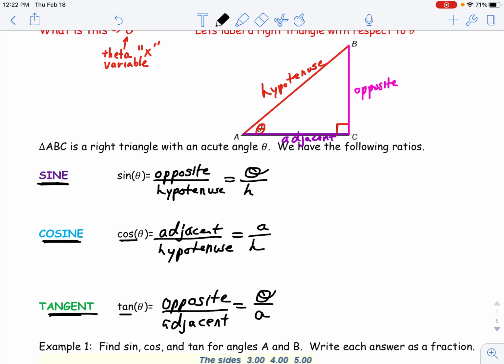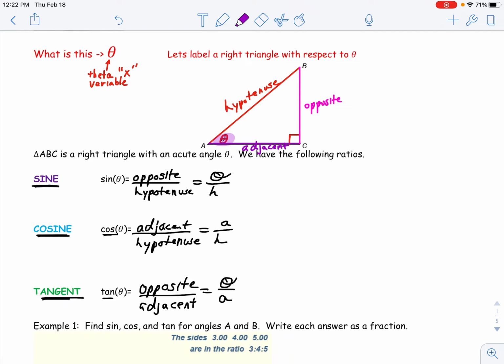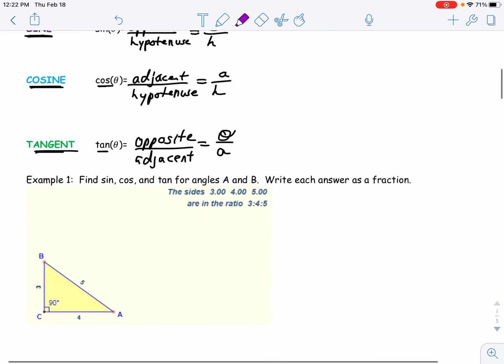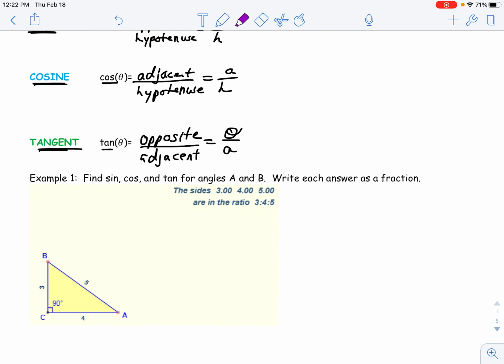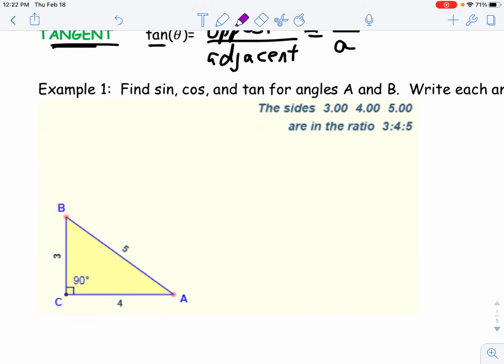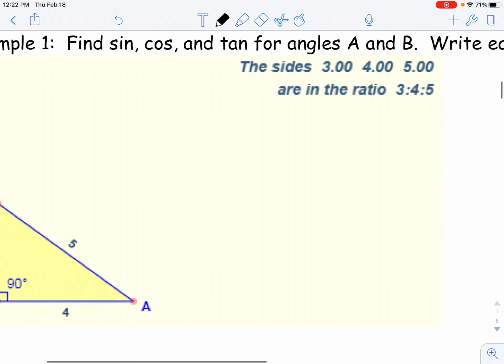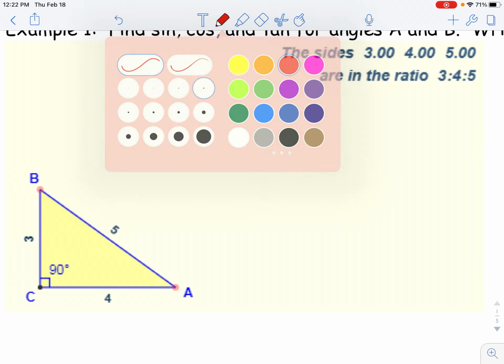All right, so these are 3 trig ratios that we're going to investigate. We have an acute angle theta, and these are the ratios based off of that. So this is what we're going to do. We're going to find sine, cosine, and tangent for angles A and B, and we're going to write each of them as a fraction. This is all we have to do. All right, so first off, let's look at angle A.